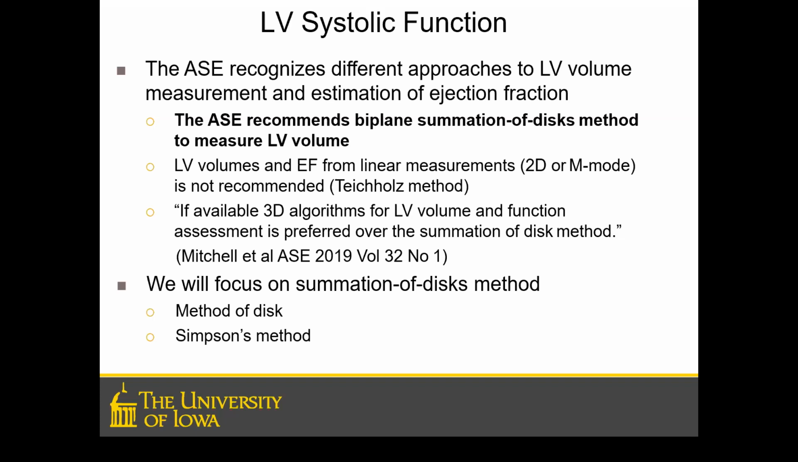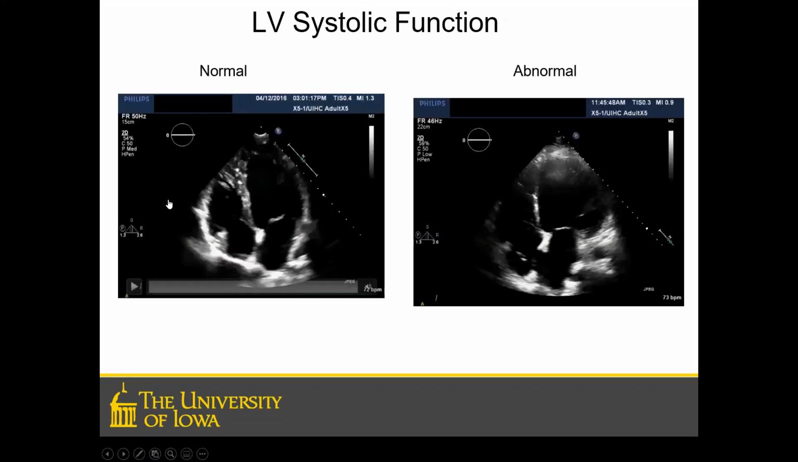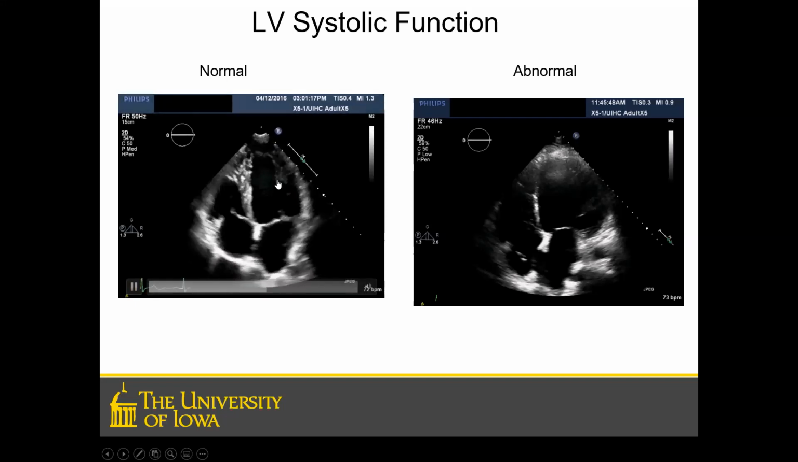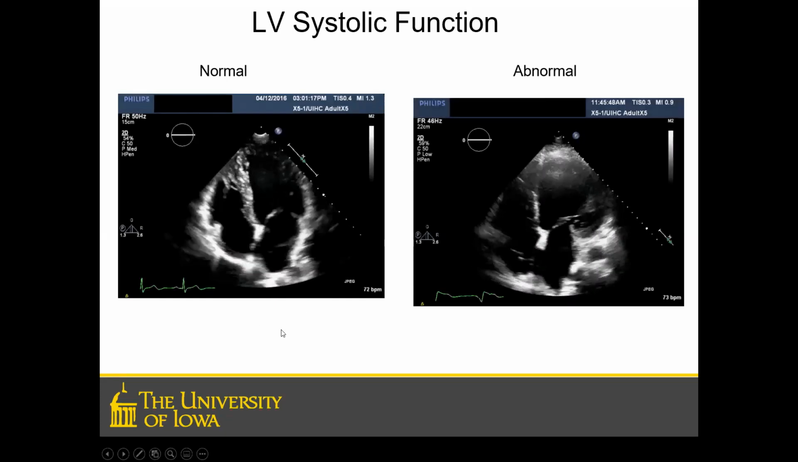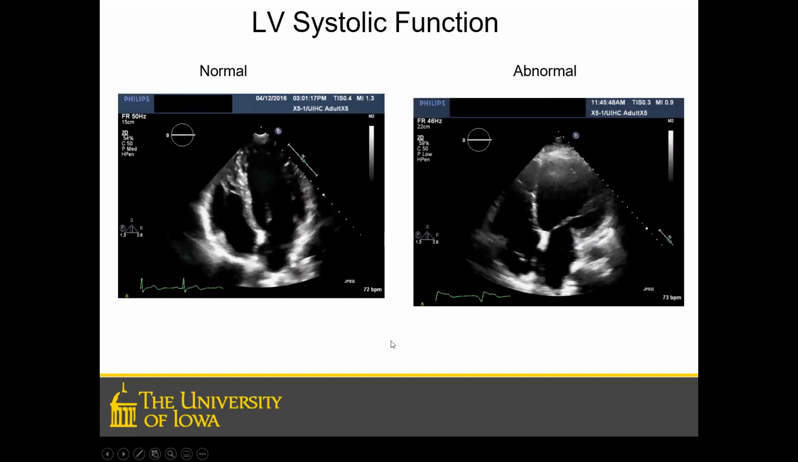Now, I'm not including a lot of 3D here because that would make the whole talk too long. And again, if available. So from a board review perspective, I feel like you've got to really know method of disc well. So that's what we're going to do. So here's your normal 4-chamber view, normal function, and of course, abnormal function. All right, but we'd like some numbers to go with that.